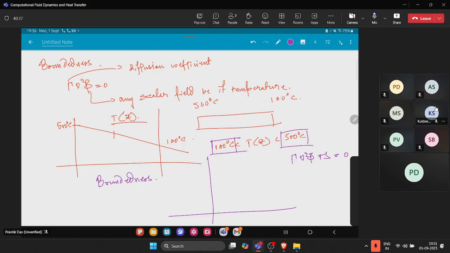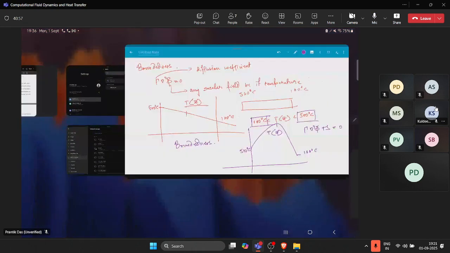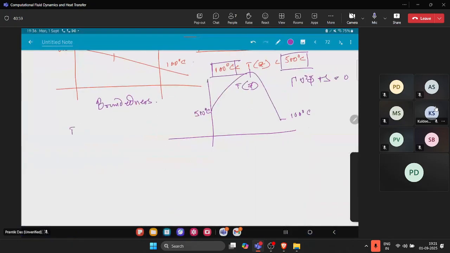Then the temperature profile actually becomes like this, or more accurately like this. So this is 100 degrees centigrade, and the left hand side being 500 degrees centigrade. So what we see is that the temperature at the mid point itself, Px, is greater than both 100 degrees centigrade and 500 degrees centigrade. Okay, so this is called unboundedness.